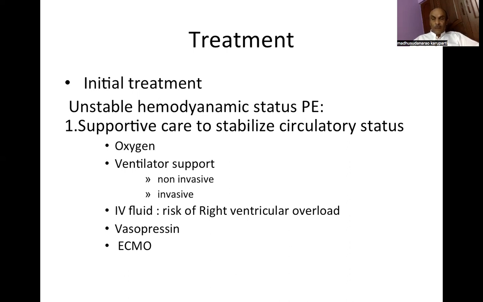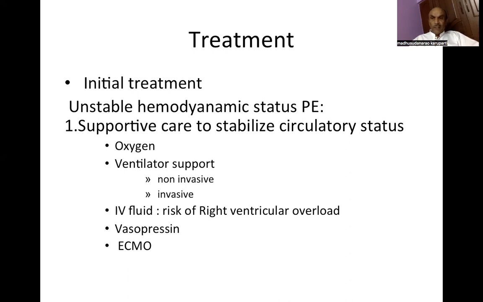related to the peripheral circulation. That is, invasive ventilator support is associated with the circulatory dysfunction. So these things should be kept in mind when the patient is put on the ventilator support. Well, IV fluids should be given cautiously because IV fluid administration is going to overload the right ventricle, thereby aggravating the right ventricular dysfunction.